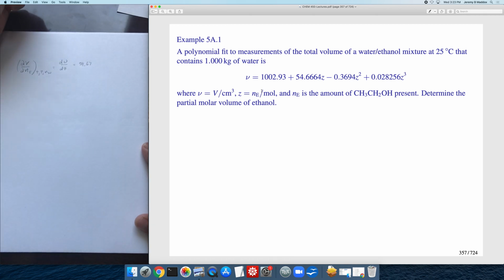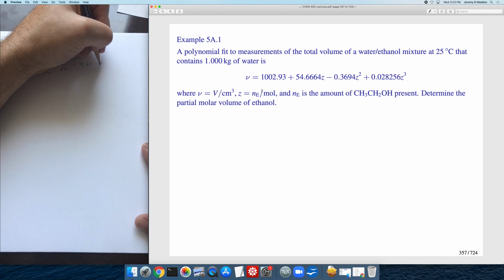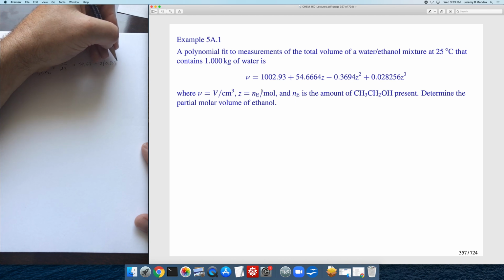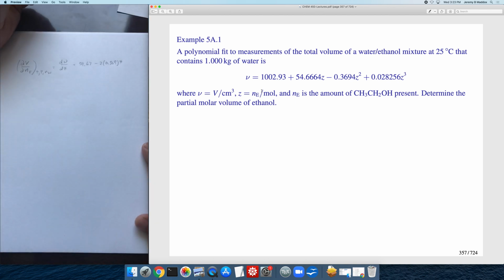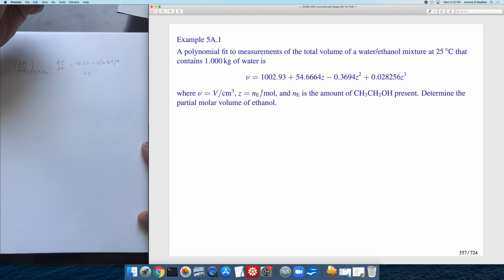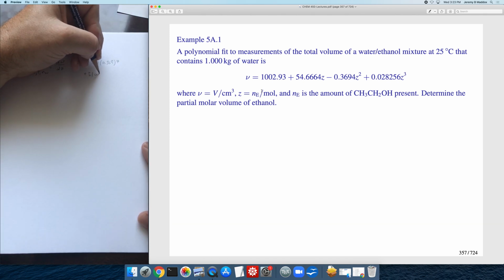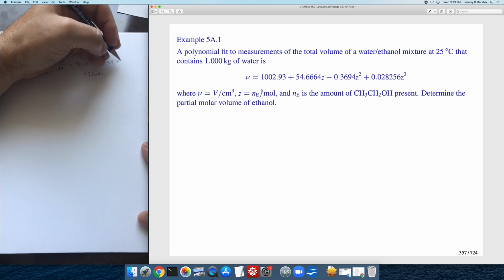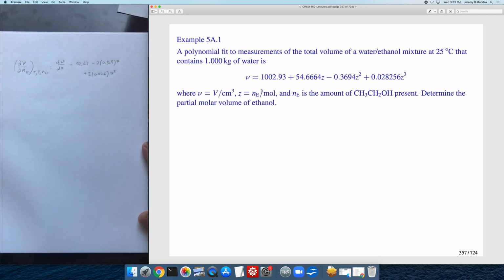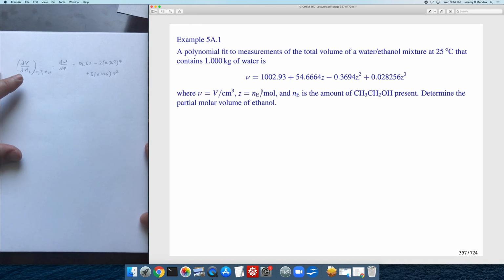When you take the derivative, the constant term goes to 0, and you're going to be left with 54.67 minus 2 times 0.369 times z. And then you'll have, for the last term, plus 3 times 0.028 times z squared. So just taking the derivative of a simple polynomial, that's the answer.